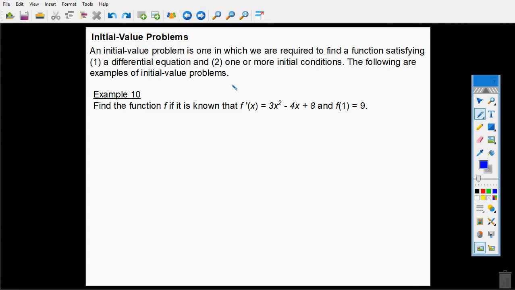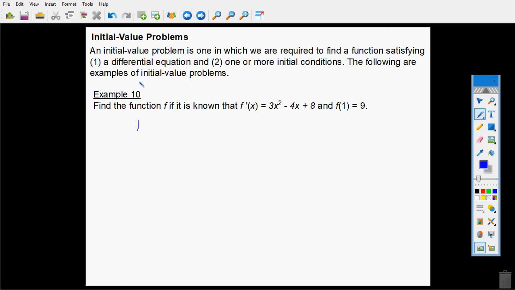But if I have some condition that says there's this ordered pair that my derivative goes through, or my original function goes through, if we know something about it, then we can solve for that C value. So find the function f if it is known that f prime of x is this function.